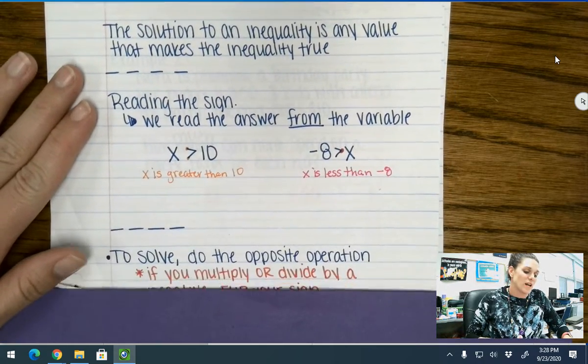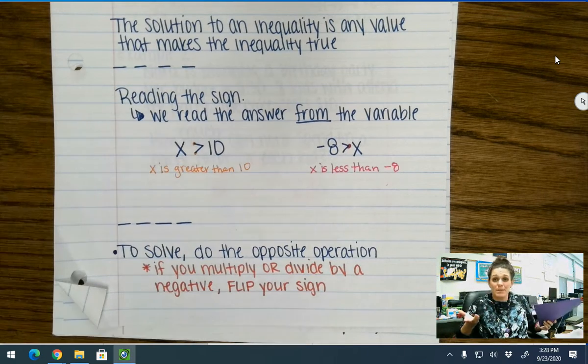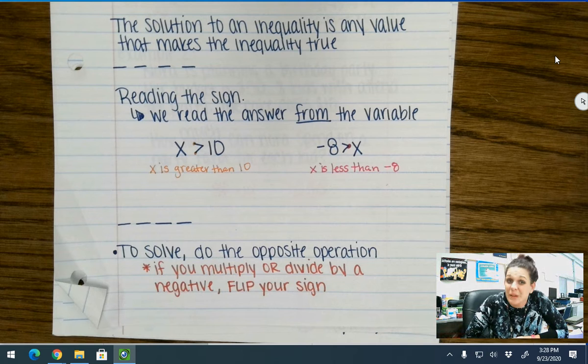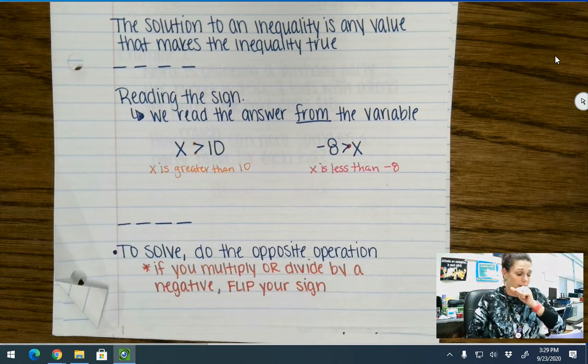And then finally, the last thing I want to point out is how to solve. We do the opposite operation. We do exactly the same thing that we did with equations. The only difference is that if we multiply or divide by a negative, we flip the sign. That's only if you multiply or divide by a negative. If I multiply or divide by a positive, it's fine. It's only when I do those two things that we have to worry about it.